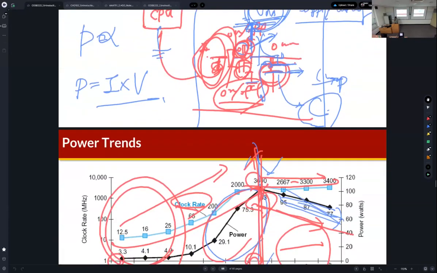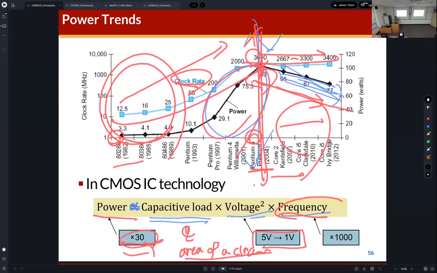Okay. So we learned the dynamic power consumption equation. The power is proportional to the capacitive load, and the capacitive load is also proportional to the area of a chip. Then this capacitive load is multiplied by the square of the supply voltage, and then we also multiply by frequency. Frequency actually defines the activity of the electric circuit.